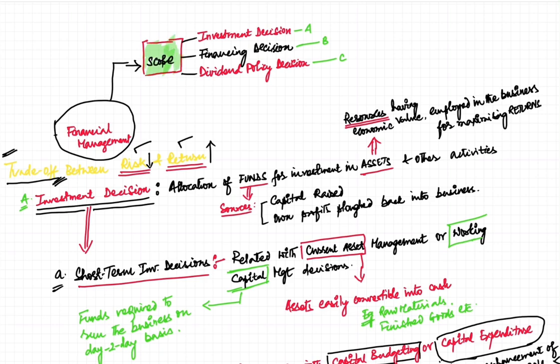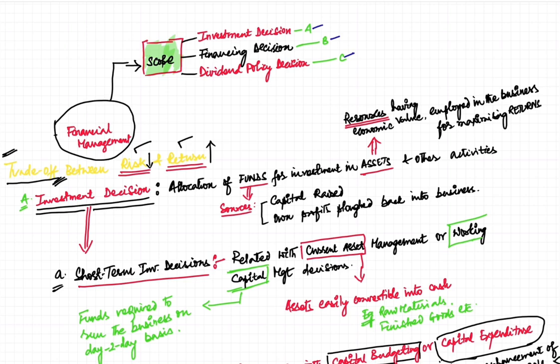Now, what exactly is included in the scope of financial management? There are three decisions normally taken in financial management. Primarily, these decisions are taken again to minimize risk and maximize returns. The decisions being investment decisions, financing decisions, and dividend policy decisions.